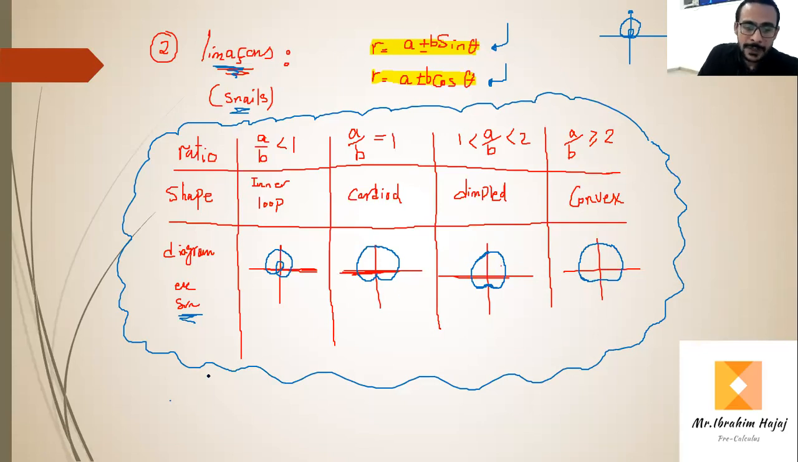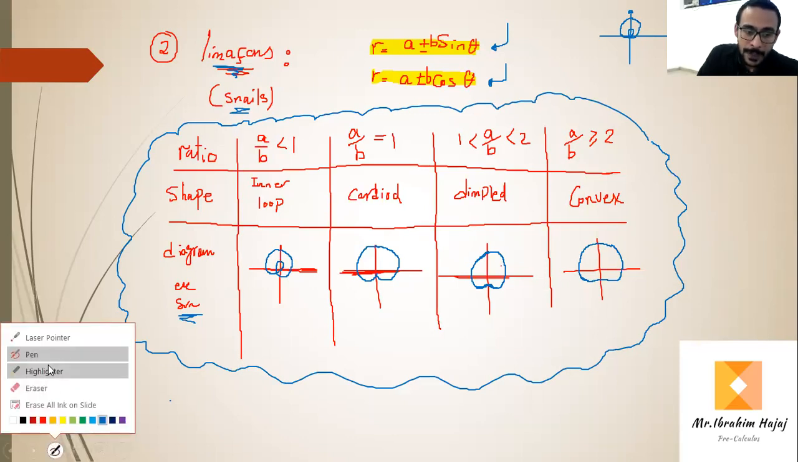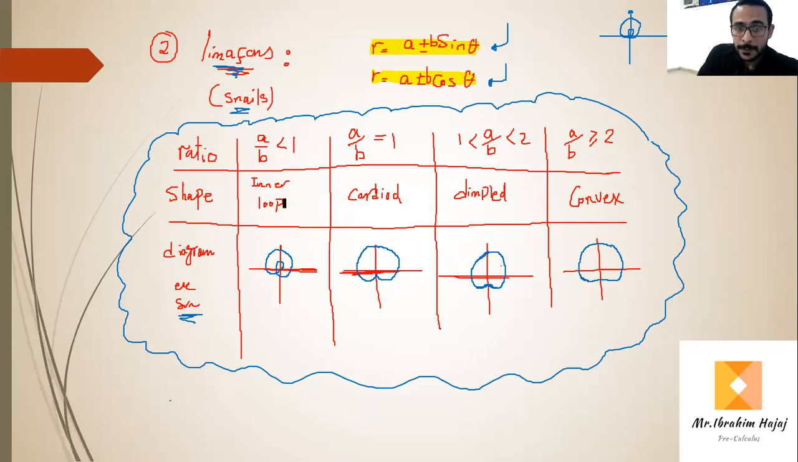Okay, let's see an example. But before we leave this page, we have 4 types of shapes, or 4 types of equation. When the ratio of A and B is less than 1, it's an inner loop. When it's 1, it's a cardioid. When it's between 1 and 2, it's a dimpled shape. And when the ratio between A and B is greater than or exactly 2, it's a convex diagram.